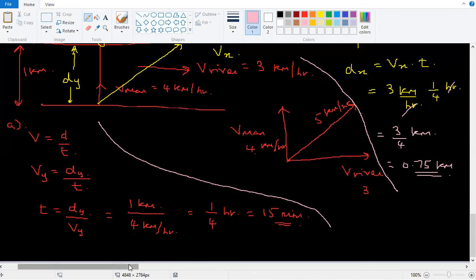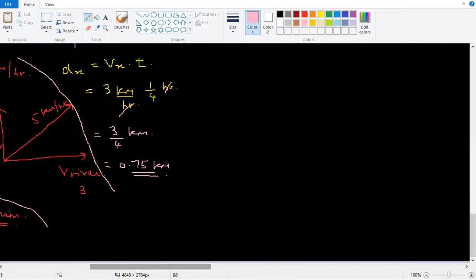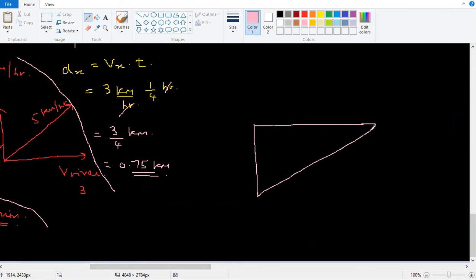Just for double checking, we did the x direction and y direction separately. This was 1 kilometer. This was found to be 3/4 kilometers. If I want to find this, instead of doing it by distance, we can use the Pythagoras theorem with 1 and 3/4 kilometers, and that hypotenuse divided by the time gives 5 kilometers per hour.